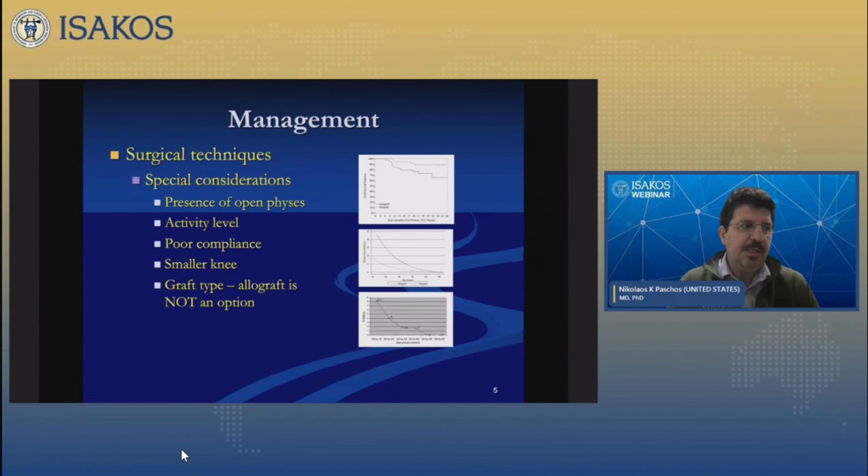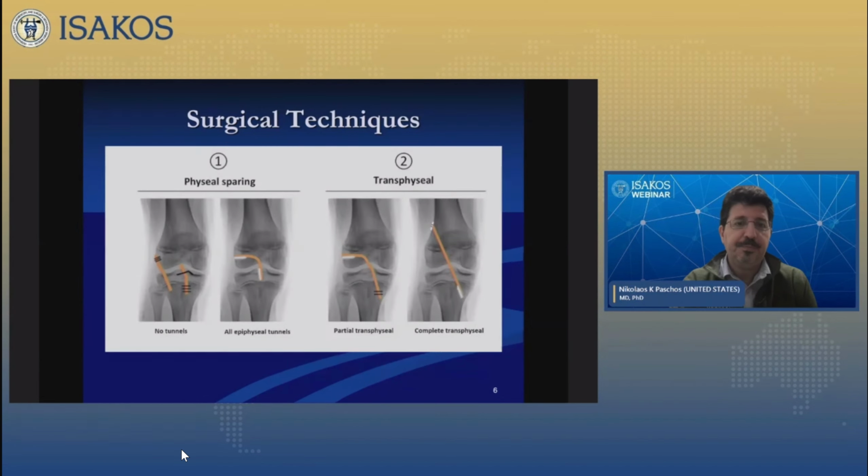And another thing is that we have to use an autograft. Allograft is not an option because, as we see from the MOON data and also some prospective studies, we have a 3 times higher failure rate with an allograft. So we need to use an autograft for these patients.